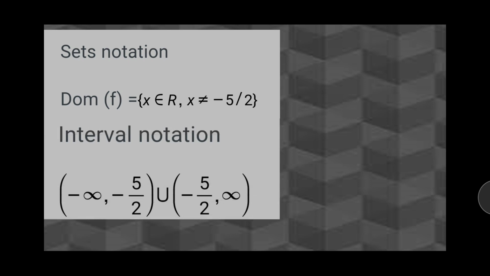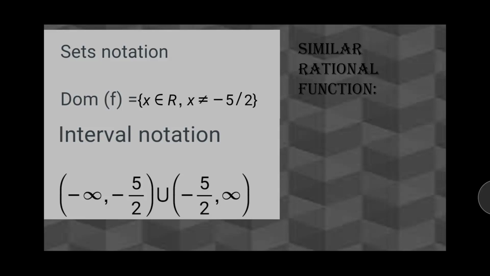That means since we have every other thing apart from minus 5 over 2, we have from minus infinity down to minus 5 over 2 union that same minus 5 over 2 down to infinity. So we can also write it like this. So we use that minus 5 over 2 in our interval notation. So these are the ways we can represent our domain. We can write it in set notation or interval notation.